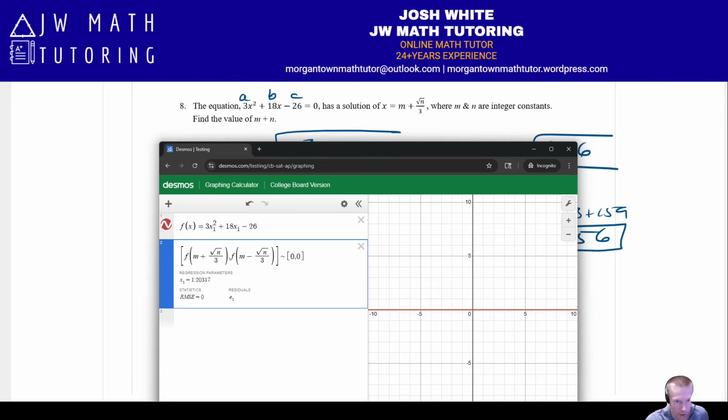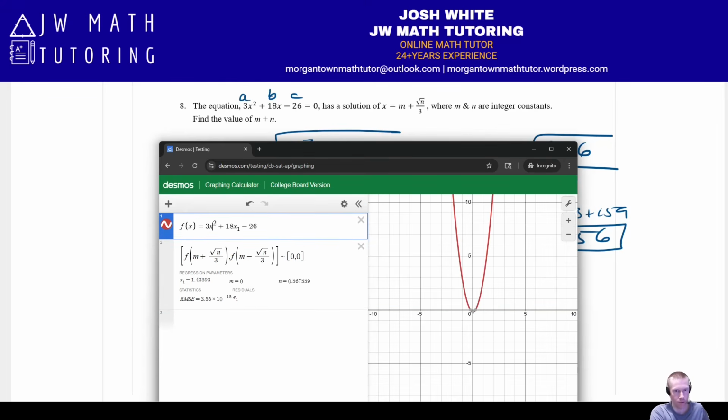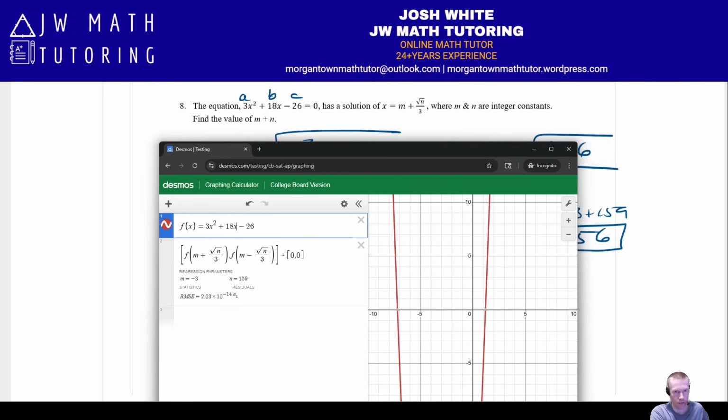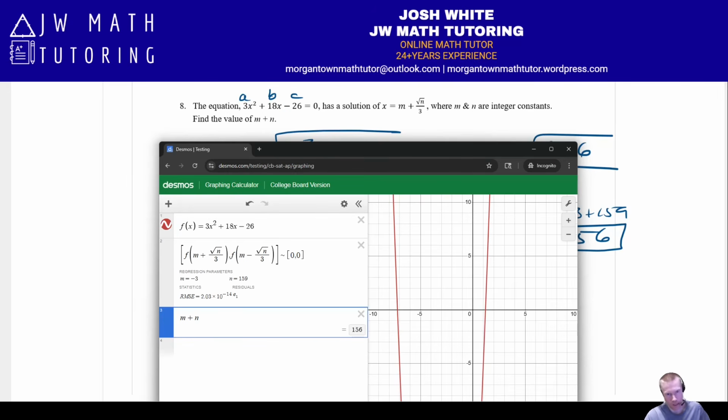All right, so what is happening here? I've got f of x. Oh, I typed x1s here. Why did I type x1s? This is not regression. You don't need to type x1s because of that. That's the whole problem. There we go. So notice, it gives me m, it gives me n. M plus n, 156, that's your answer.